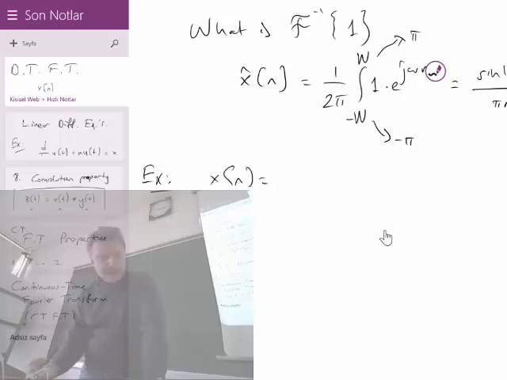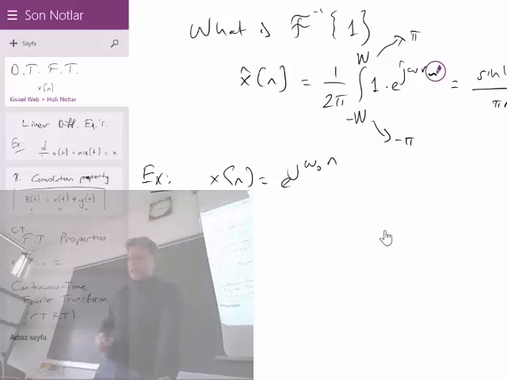x of n is equal to e to the j omega 0 n. And let's assume that this omega 0 is a 2 pi rational. Like 2 pi over capital N, for example. So it has a period of capital N, therefore a frequency of omega 0. It's a pure harmonic. It's even simpler than a cosine. A cosine has two harmonics at the positive and negative frequency. This simpler, primitive sinusoid has only one harmonic at omega 0.